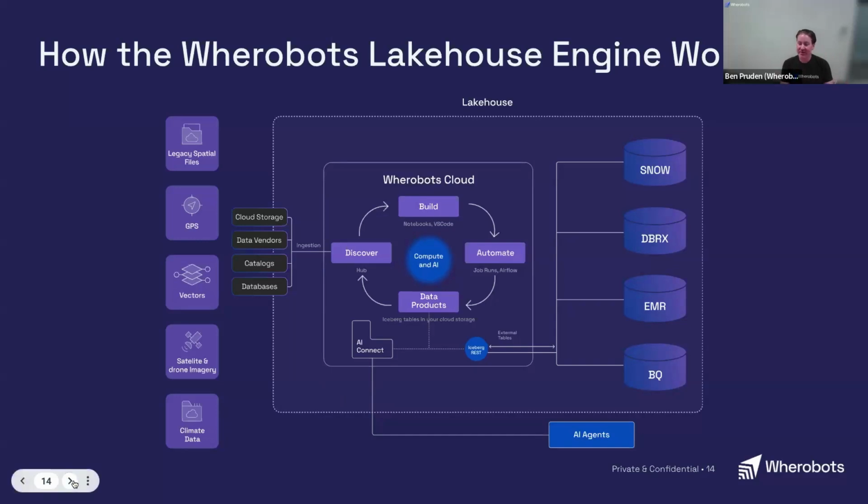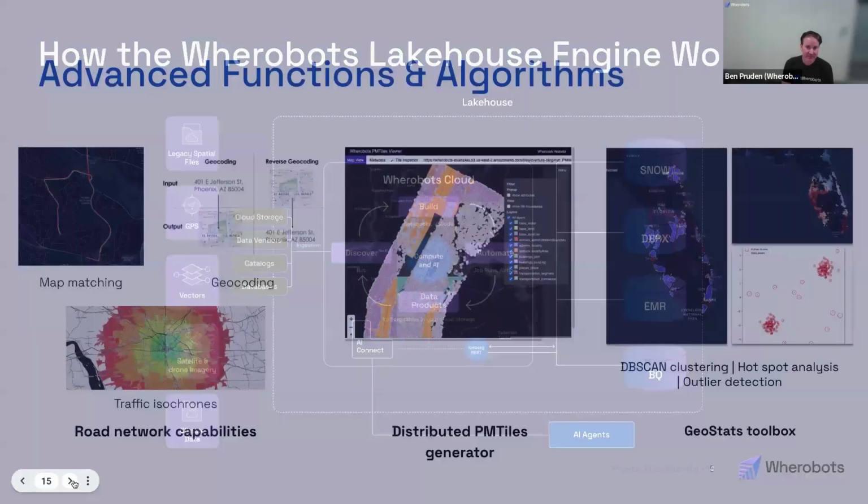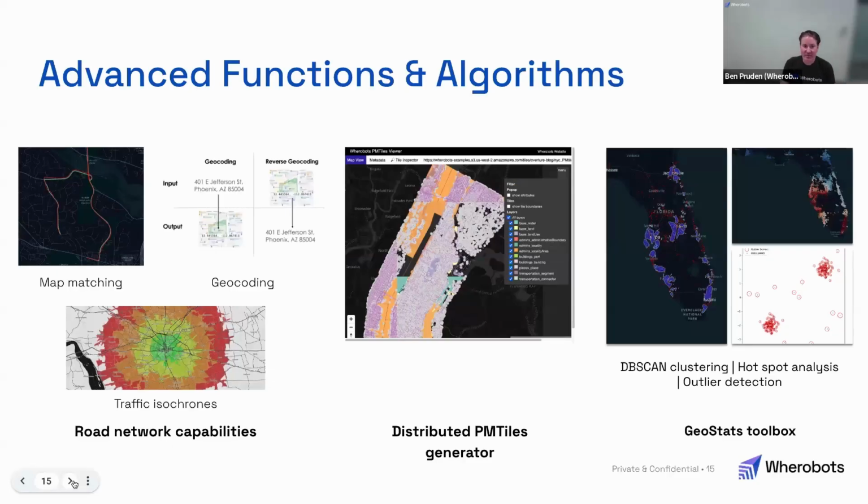So this is a common pattern that we see: you want to read, process, analyze, automate, and then deliver those data products to your systems of record. There are a lot of advanced functions that we have in Wherobots as well. We'll show you today map matching with GPS traces and GPS device signals. You can also do things like geocoding and traffic isochrones. We've got the ability to deliver distributed PMTiles, so you can create PMTiles as a data product and serve those out into your tile server applications.